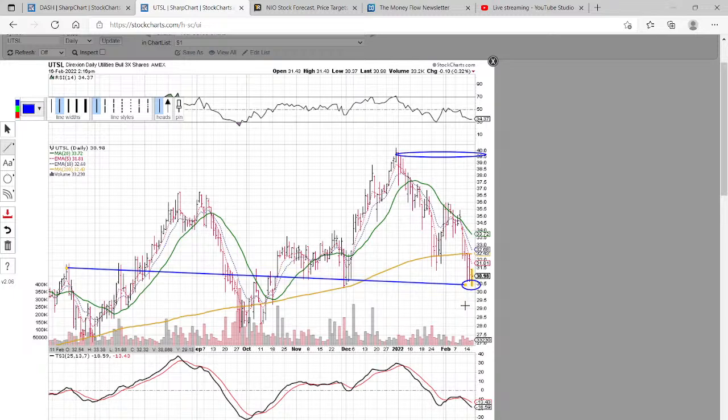This is our lowest low. We'll see if this holds. But look, it is at a previous low, so it could stop here. RSI is not extreme.